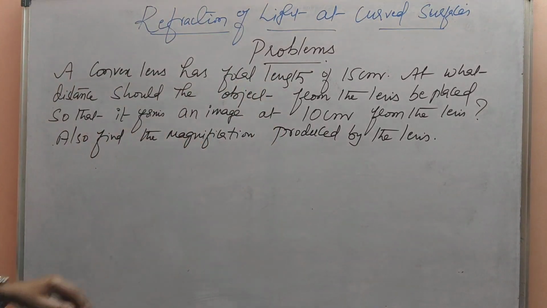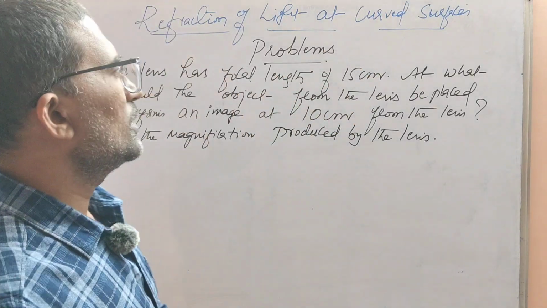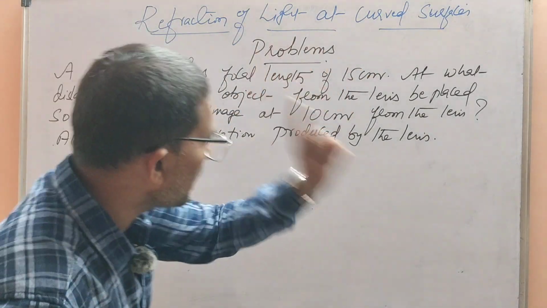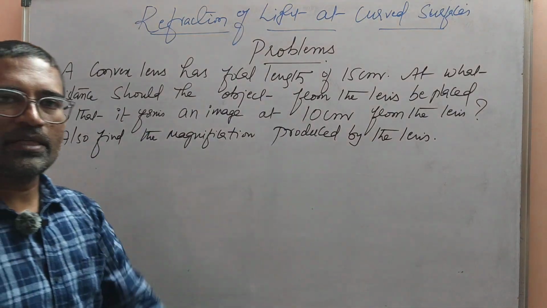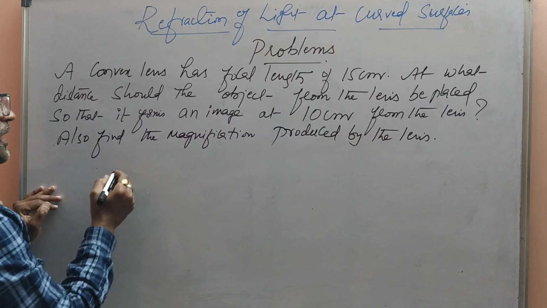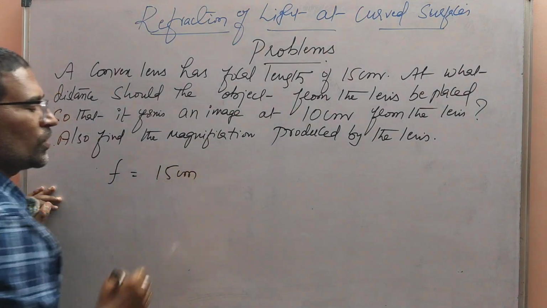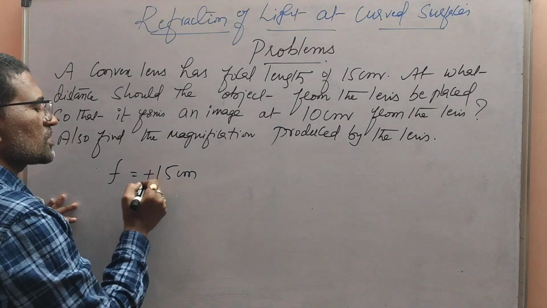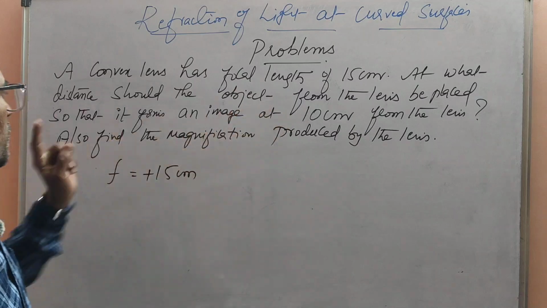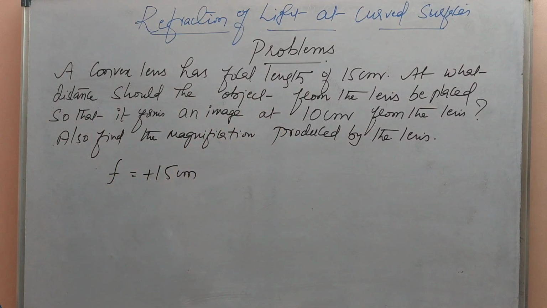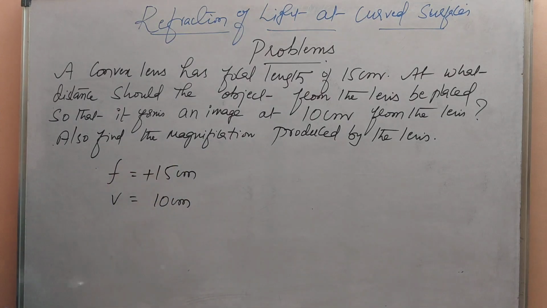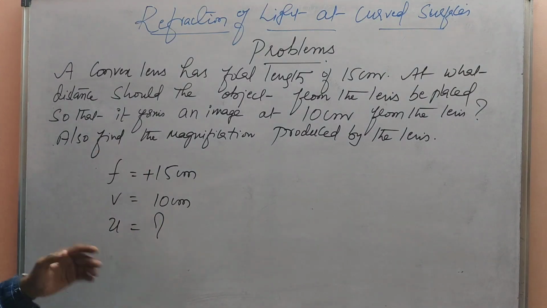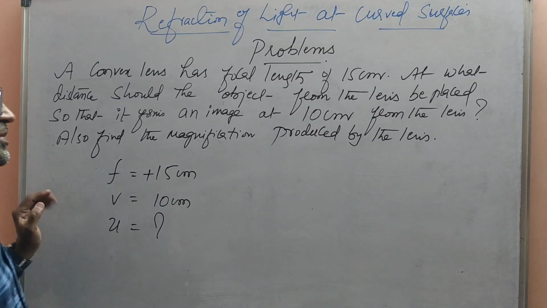Now let's read it once again. A convex lens has a focal length of 15 centimeter. At what distance should the object from the lens be placed so that it forms an image at 10 centimeter from the lens? Also find the magnification produced by the lens. First I will write the data. Focal length f is equal to 15 centimeter. Applying the convention, the focal length for a convex lens is positive. Image distance is 10 centimeter. Now you have to find the object distance. We have to use the lens formula.